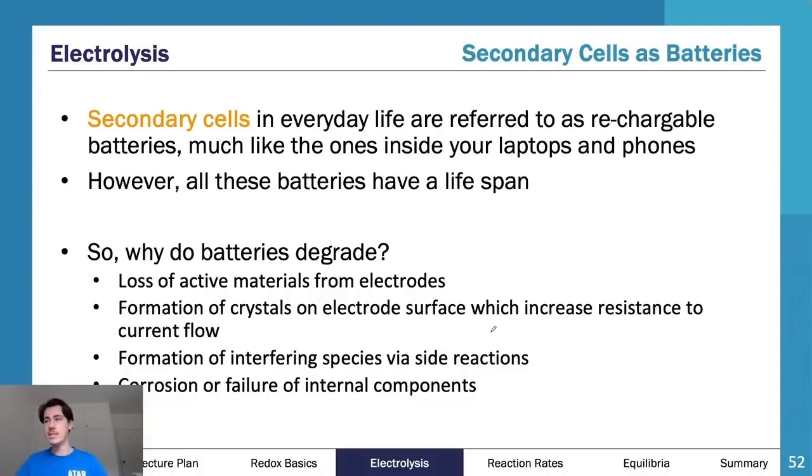Formation of interfering species by side reaction. So sometimes you get other things in your battery. They form some side reactions, things that we don't exactly want, but we can't really stop happening. This does happen a bit, and therefore you also get some degradation of the battery. And then just things like corrosion and failure of internal components. So essentially battery degradation is really important to understand, that your battery will never be perfect over a long time span.